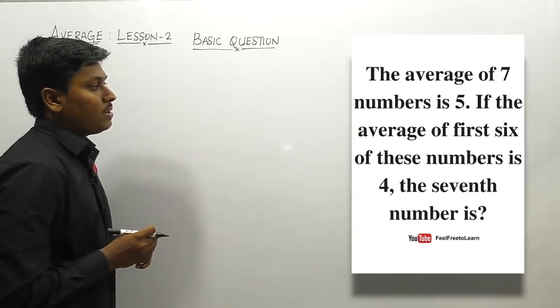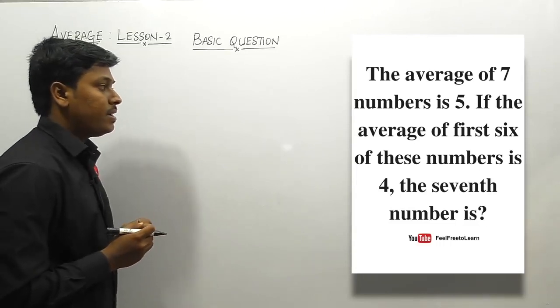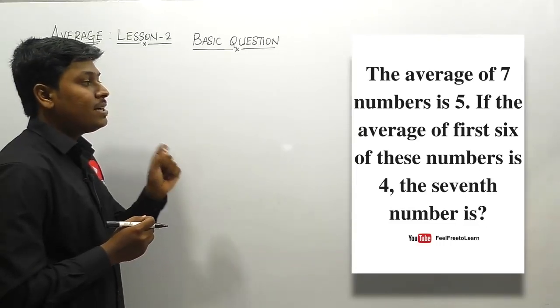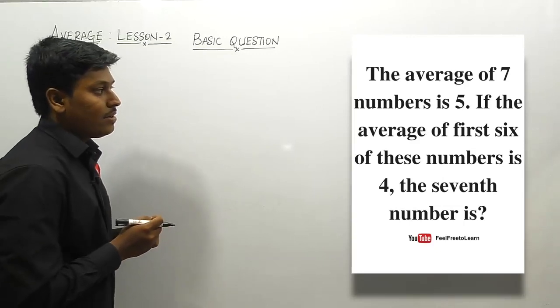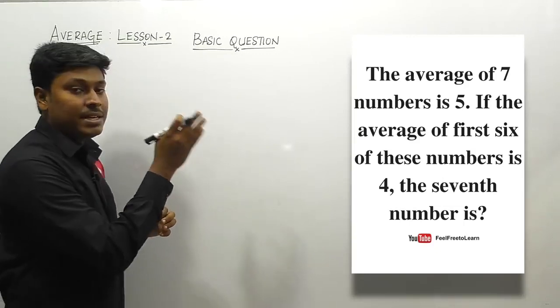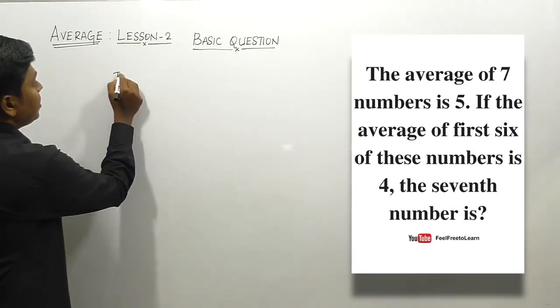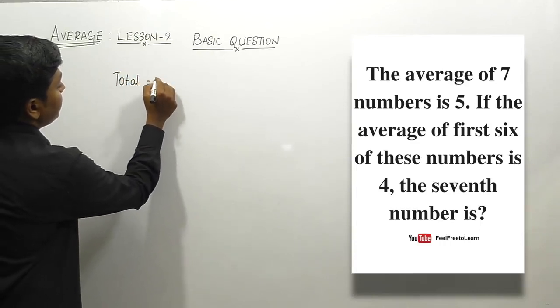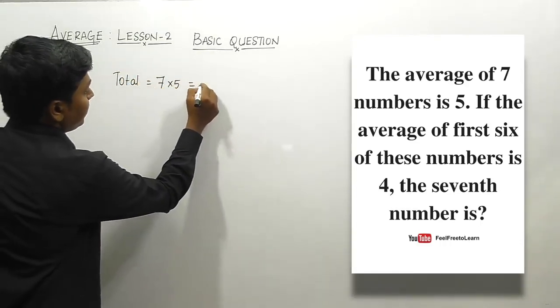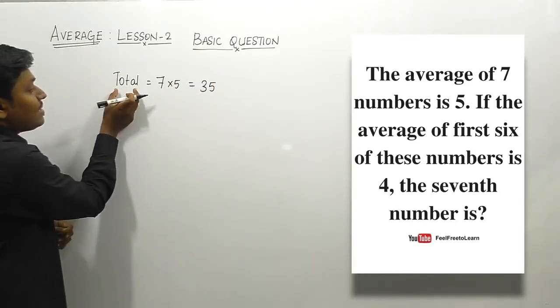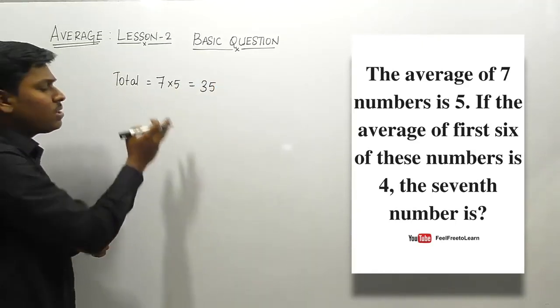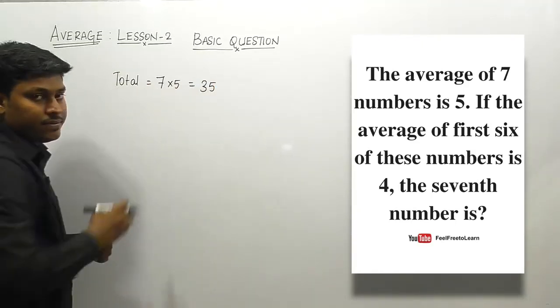Question number 2. The average of 7 numbers is 5. If the average of the first 6 numbers is 4, then what is the 7th number? Friends, listen here. The average of 7 numbers is 5. Then we can surely say that the total of the first 7 numbers will be 7 into 5, that is 35. Friends, are you able to understand this? They are saying that the average of 7 numbers is 5, then the total of 7 numbers will be 7 into 5, 35.